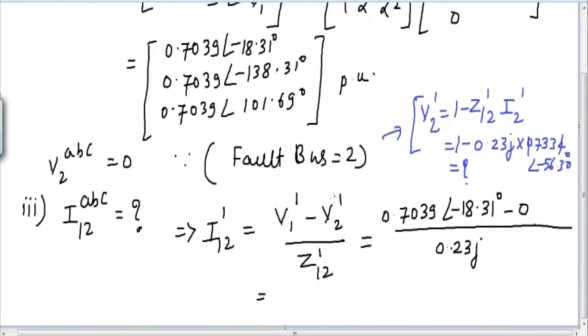Okay, so let us write here 0.864 at an angle minus 6.213 degrees upon 0.23J. I am writing above because there is no space here. Now calculate I21, what is coming? What is the formula for I21? V11 minus V21 upon Z121. So from here we get 0.7039 at an angle minus 18.31 minus 0.864 at an angle minus 6.213, and upon 0.23J you will get I21.